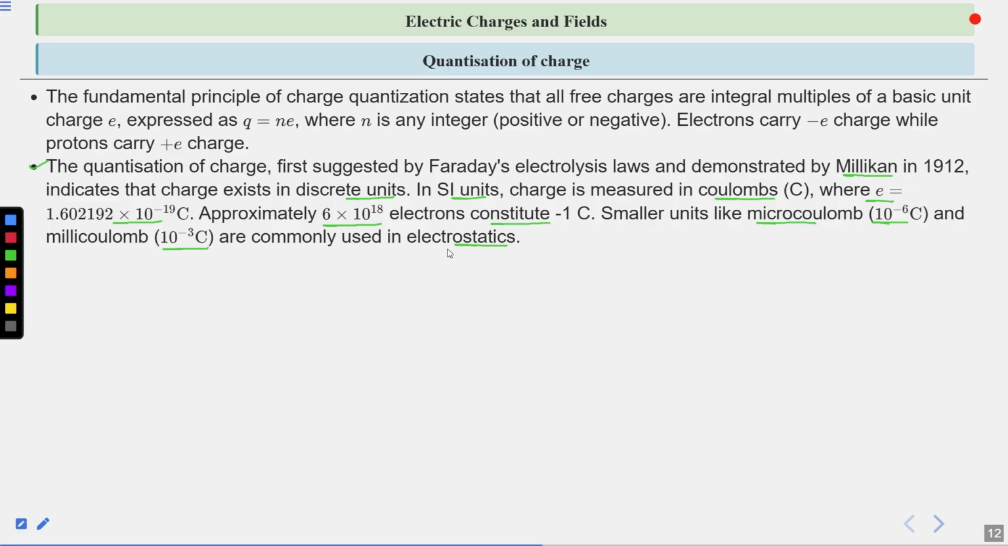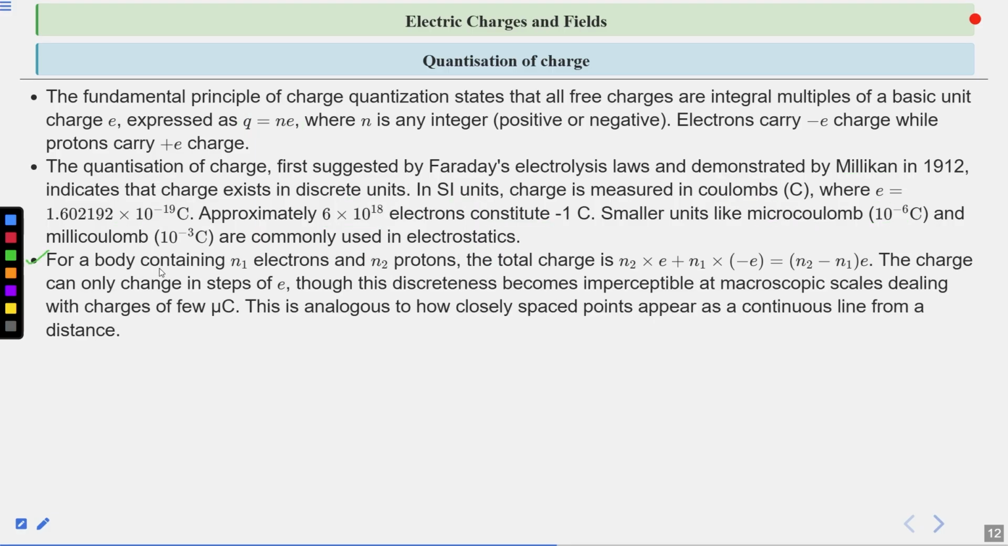So all are important. In simple terms, we can say charges are equal to ne, a fixed amount, an integral multiple of e. For a body containing n1 electrons and n2 protons, listen carefully, the total charge is n2 × e plus n1 × (-e), which is equal to (n2 - n1) e. So this is the total charge.